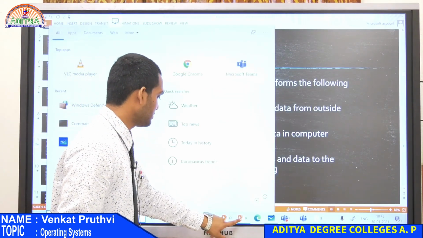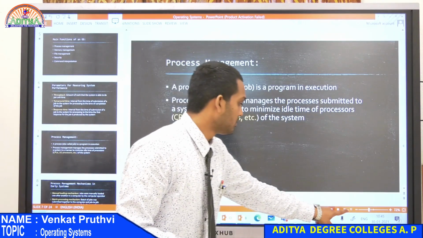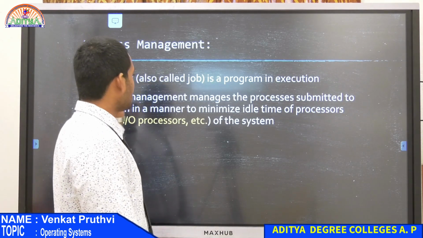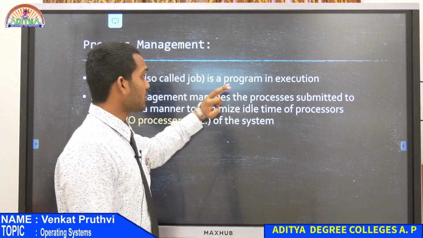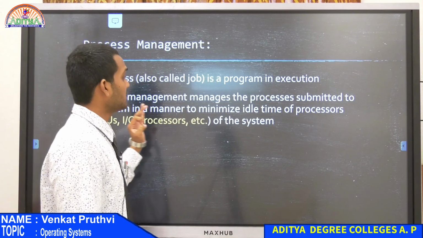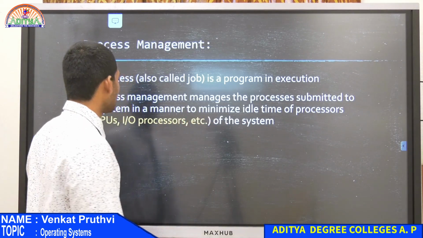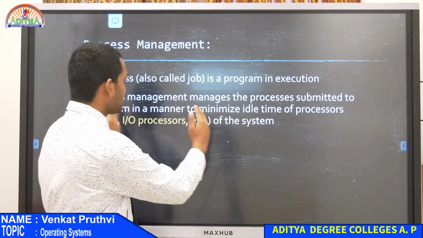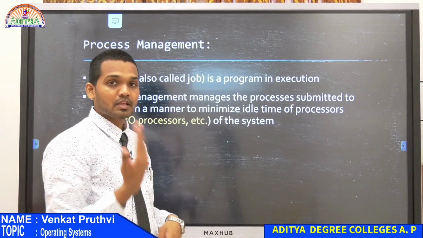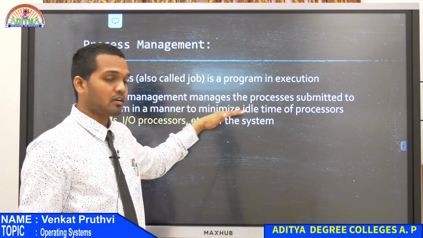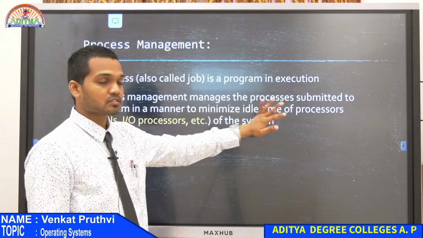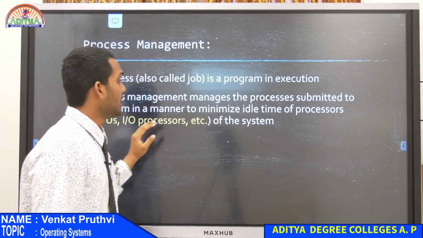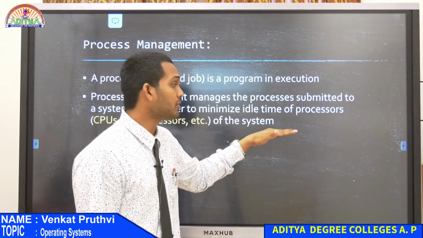Now we will get back to the slide where we were talking about process management. A process is a job, a program in execution. Next, process management manages the processes submitted to a system in a manner to minimize the idle time of processes. The first part you understood previously by the example I gave you just now, and you might be able to understand the second part of this statement also.